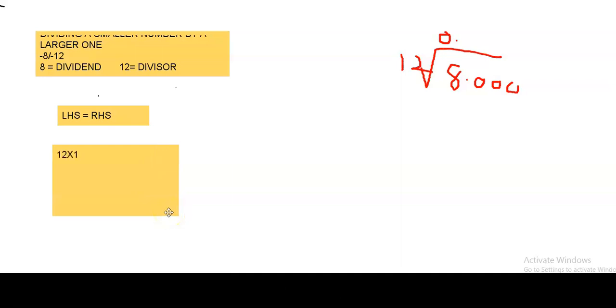12 multiplied by 1 is equal to 12. 12 multiplied by 2 is equal to 24. 12 multiplied by 3 equals 36. 12 multiplied by 4 gives 48. 12 multiplied by 5 gives 60. 12 times 6, 72. 12 times 7, that's 84.